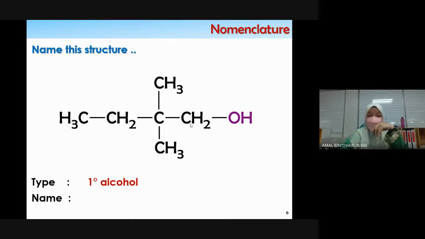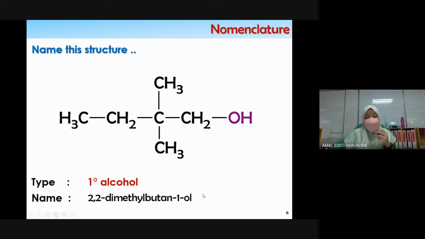Okay, classification dia primary alcohol sebab OH bonded to primary carbon, and then naming dia the rest dekat belakang sekali dia butanol. Okay, you ignore yang one all tu. Okay, 1-butanol, and then automatically the carbon that has functional group hydroxyl will be carbon number 1. Okay, so carbon number 1 ada OH, carbon number 2 ada methyl sebanyak 2. So dia akan jadi 2,2-dimethyl butanol.